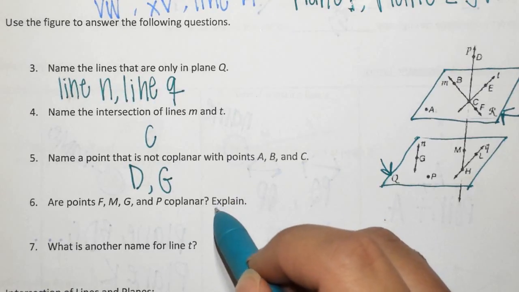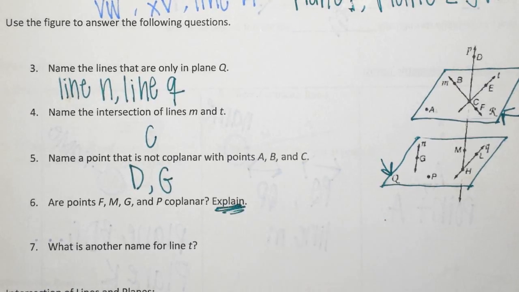What's this word? I need you to write me a one-sentence answer. Exactly what Tyreek just said is fine. No. Why? Because what point was not there? Was it P? No. F. No. Because point F was not on the plane. Write that down.